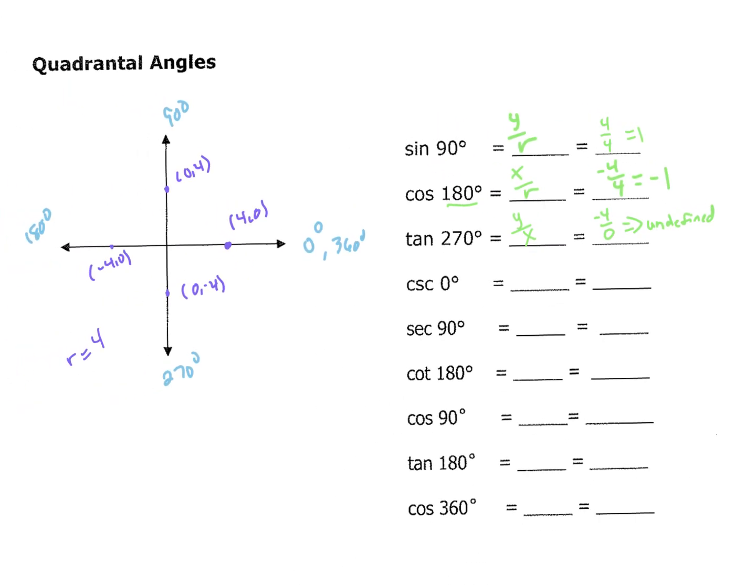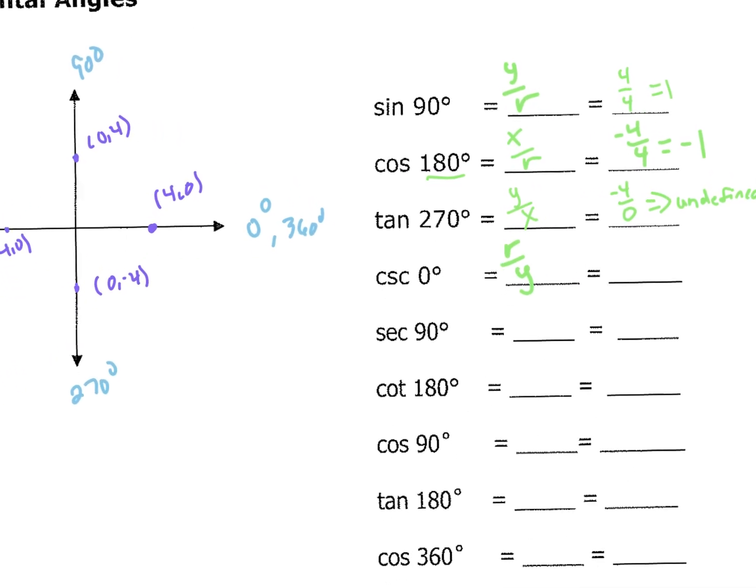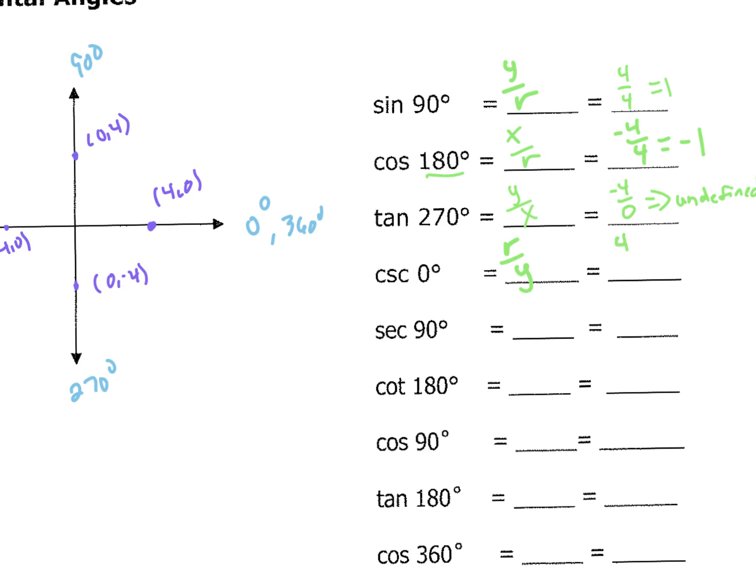Cosecant of 0 degrees. For cosecant, we're thinking reciprocal of what, Davis? R over Y? Okay, because it's the reciprocal of sine, so we're going to flip it and do R over Y. At 0 degrees, R is 4. Our Y value is 0. So we get undefined again.